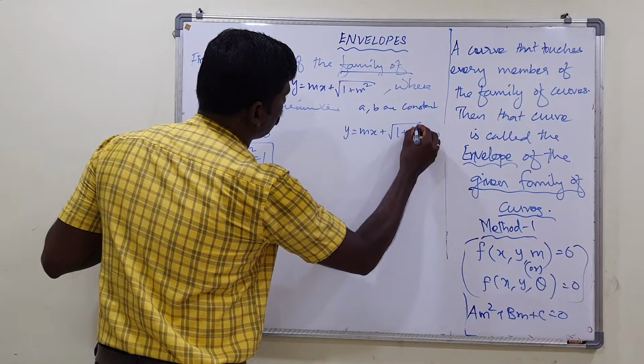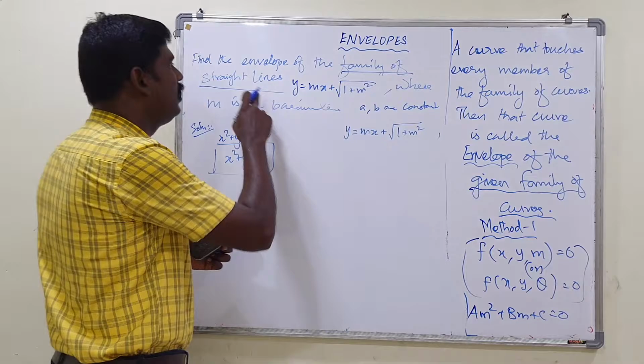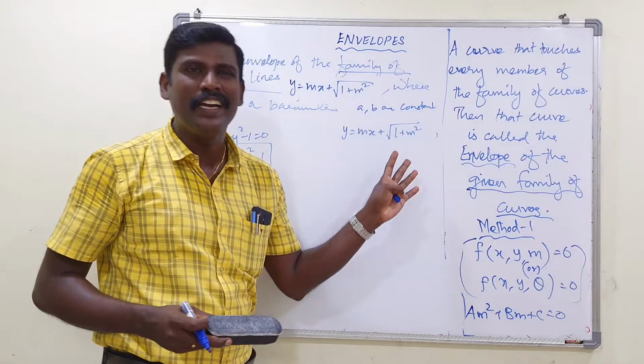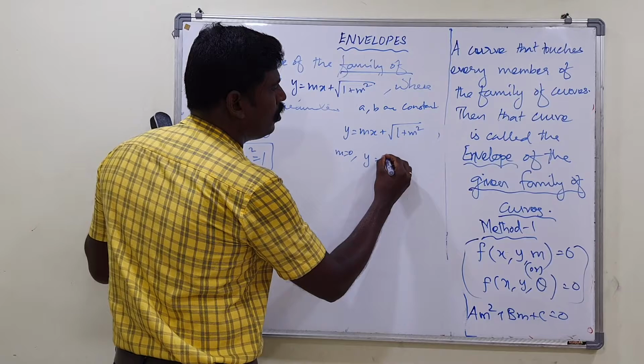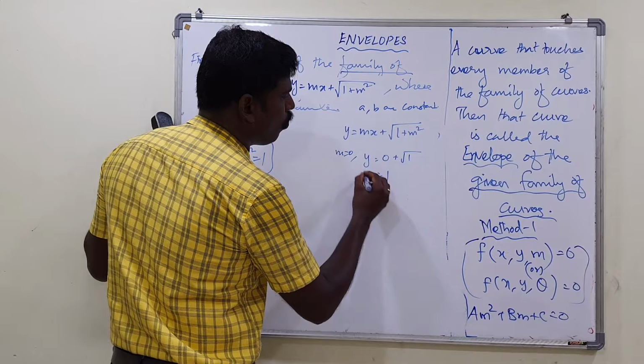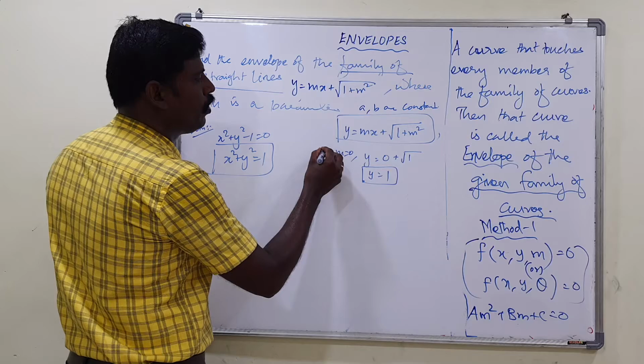Right. It is the family of straight lines. By giving different values for m, you can get different straight lines, okay? All the straight lines are the members of this family. By taking m equal to 0, what you will get? y equal to 0 plus root of 1, root 1 is 1. So y equal to 1. So this is one member of this family.